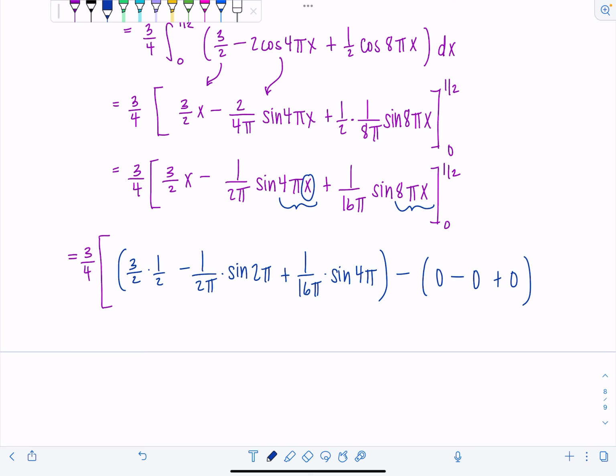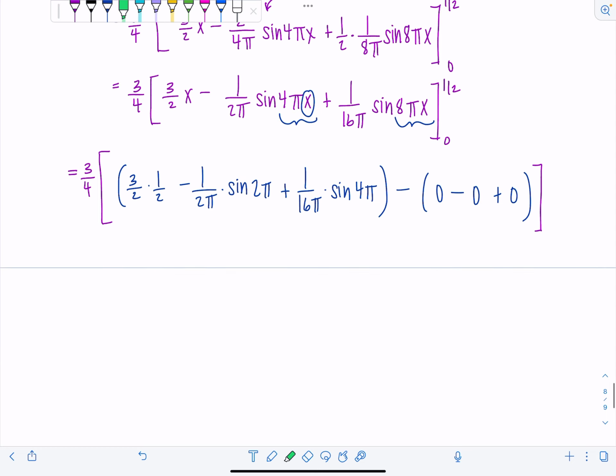Okay. Don't always assume, though, that if you have a lower limit of 0, everything's going to be zeros. They could have snuck a cosine in here, and then that wouldn't be the case. Okay. Last thing, let's see what's going on. We've got 3/4 times 3/4 minus, well, sine of 2 pi, that's also 0, right? This is 0. Sine of 4 pi, also 0. So all we're left with is 3/4 times 3/4.